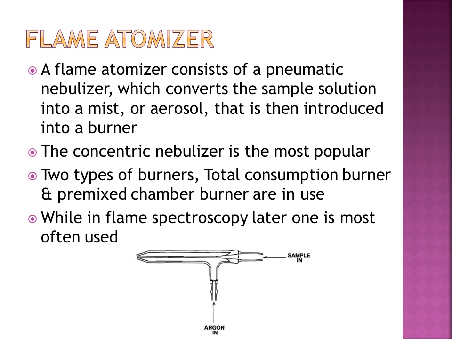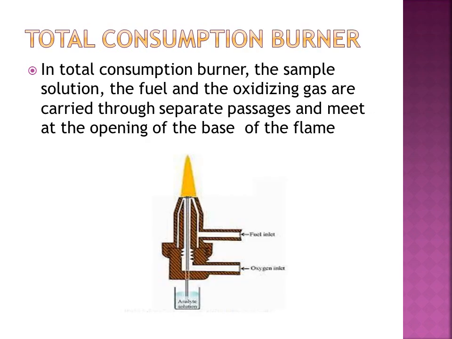Now we talk about the burners which are used in this flame atomizer. Two types of burners are most popular, the total consumption burner and the premixed chamber burner. The latter, the premixed chamber burner, is mostly used, but we are going to see both of these. So let's see the total consumption burner first. Here's the diagram of the total consumption burner.